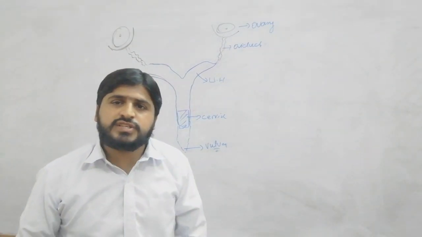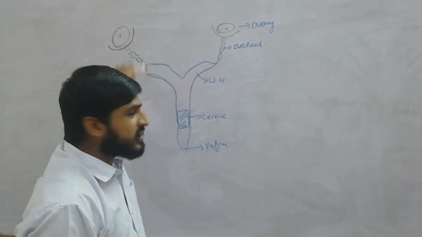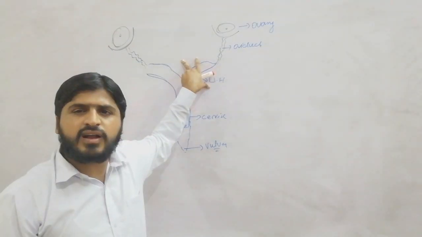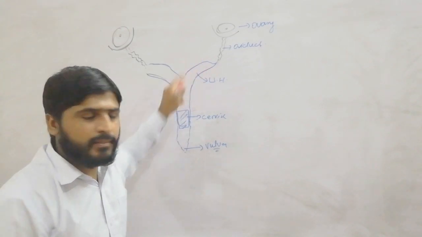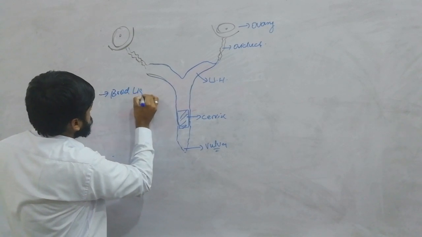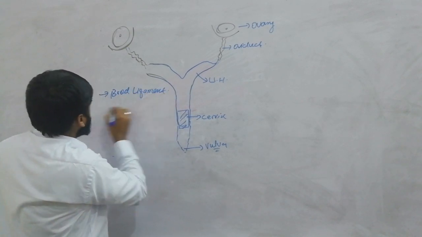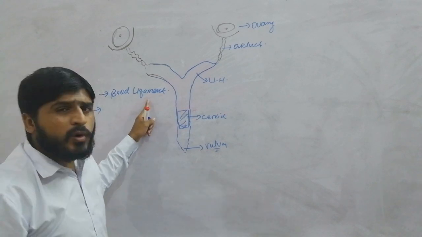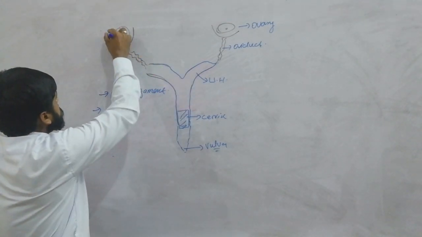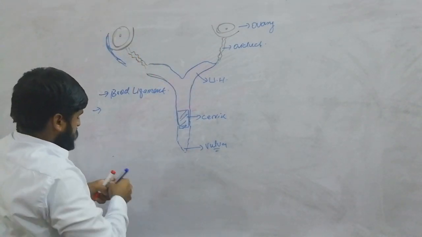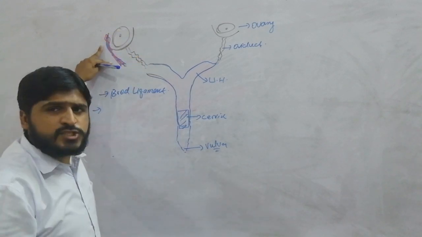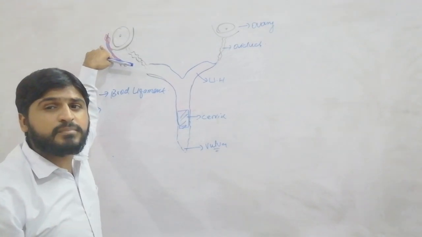The suspensory tissue which is present around the whole reproductive system and suspends this reproductive part of the cow is called the broad ligament. The broad ligament near the ovary is called mesovarium.